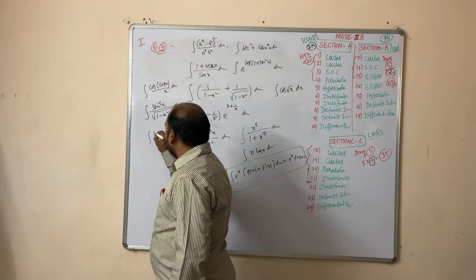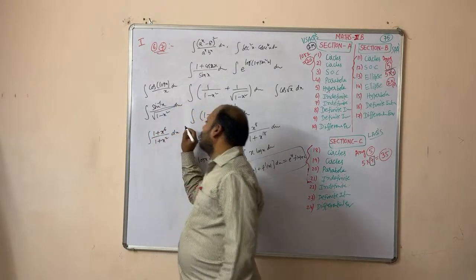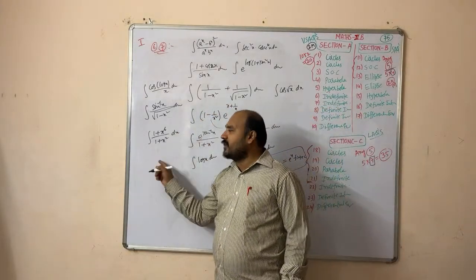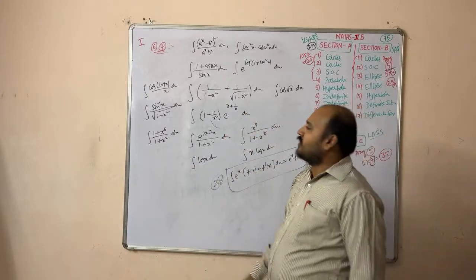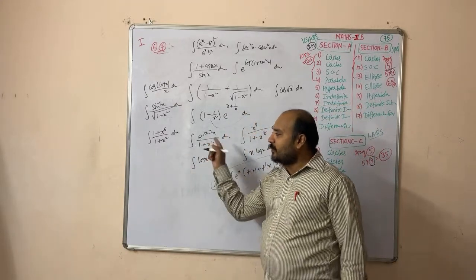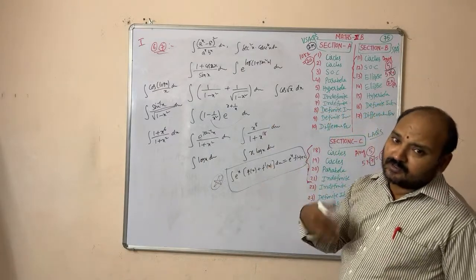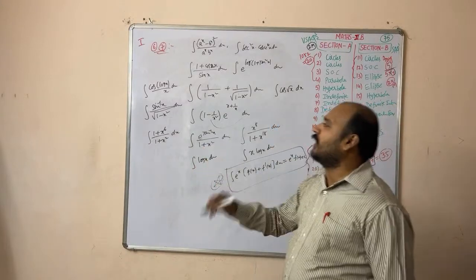Suppose, for example, 1 plus x power 6 divided by 1 plus x square is there. This is an improper fraction. First convert it into a proper fraction and then integrate. It is an example problem. First divide by 1 plus x square, after that it will become a proper fraction from an improper fraction, and then integrate each term.